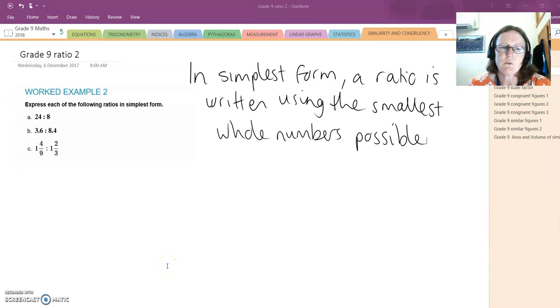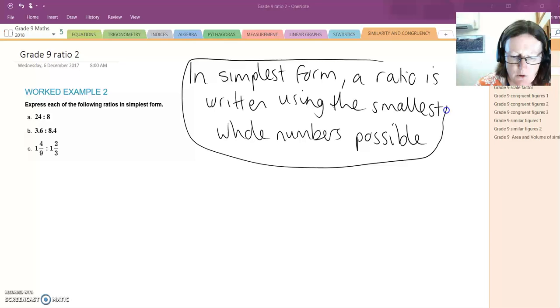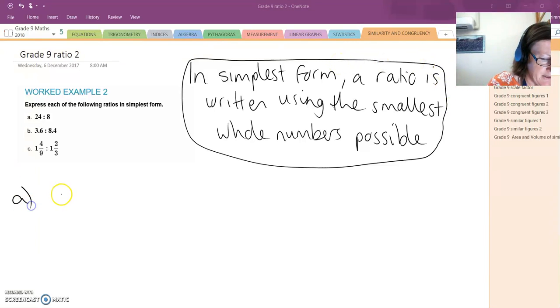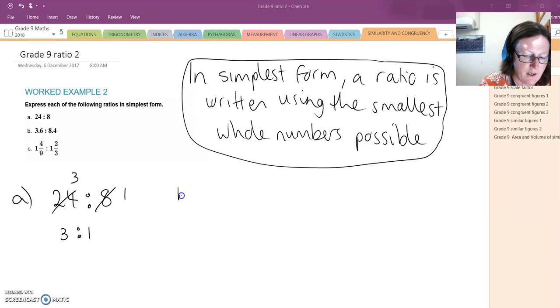Okay, in this second ratio video, we're going to look at expressing ratios in simplest form. In simplest form, a ratio is written using the smallest possible whole numbers. For worked example A, they are whole numbers, but are they the smallest possible? No, because 8 goes into itself once and it goes into 24 3 times, so in simplest form it's 3 to 1.